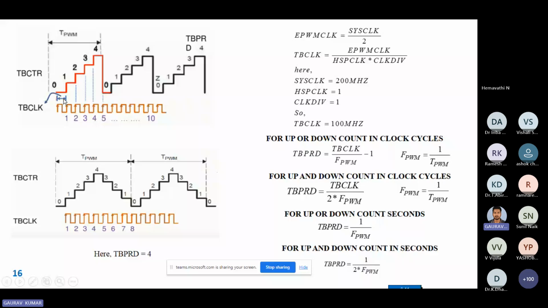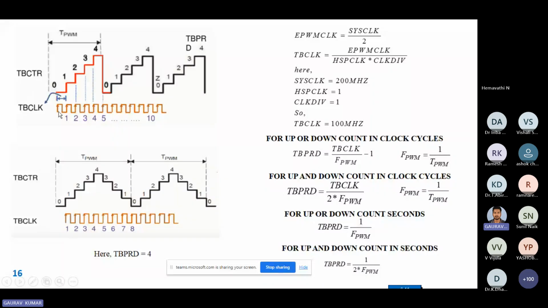That is in frequency, but here it is actually 1 by TB clock because I am showing it in seconds. This first step timing is known as the TB clock. It is in seconds, so it should be 1 by TB clock. The TB clock is 100 megahertz, so 1 by TB clock comes to 0.01 microsecond. This is the 0.01 microsecond time period, and you can see this complete cycle is the TB clock period, 0.01 microsecond.